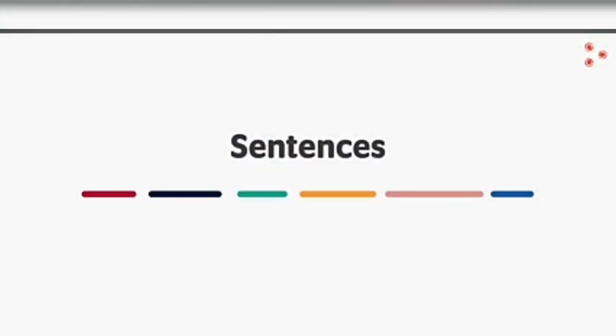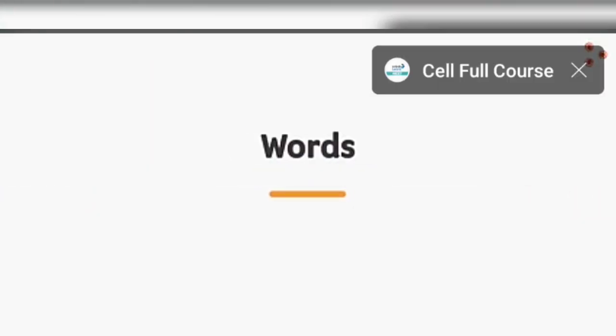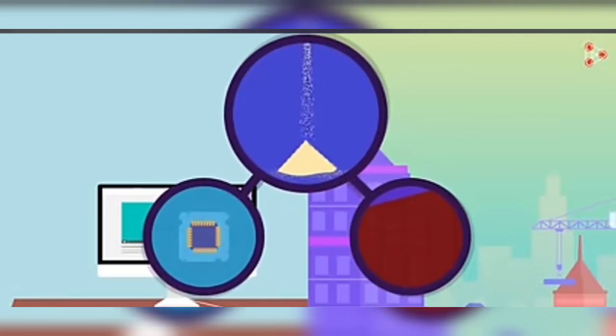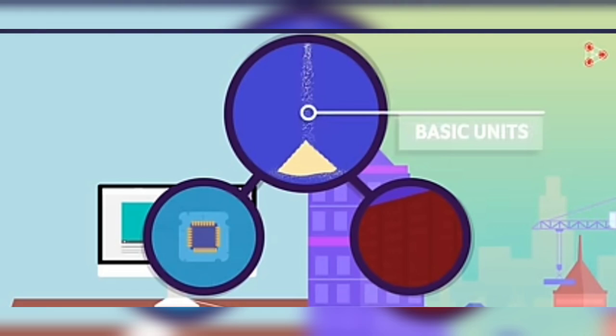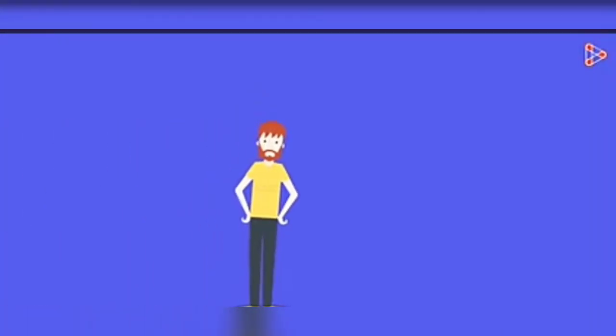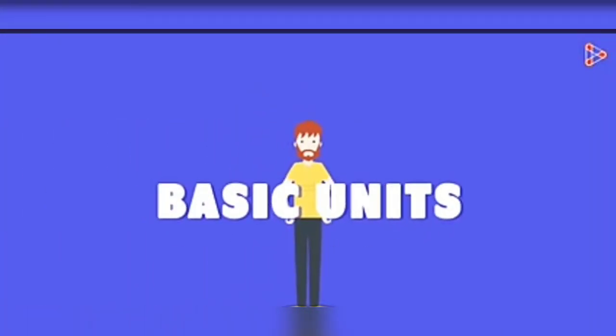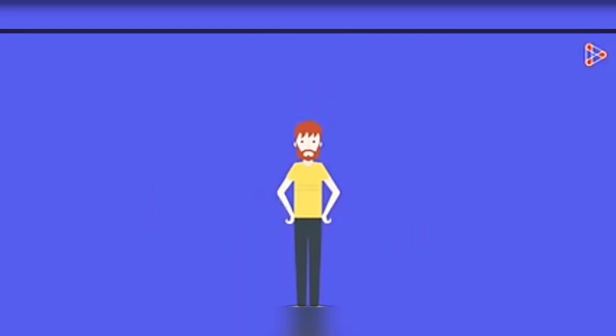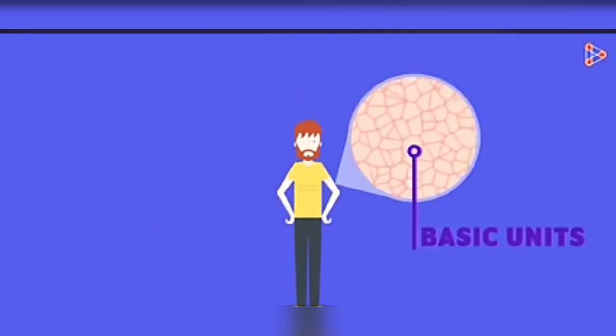Do you know what sentences are made up of? Sentences are made up of words, and words are made up of letters. And all the things around us are made up of some small different units, and these units are called the basic units. Now the question arises, is our body also made up of basic units? Yes, it is made up of millions and trillions of basic units.